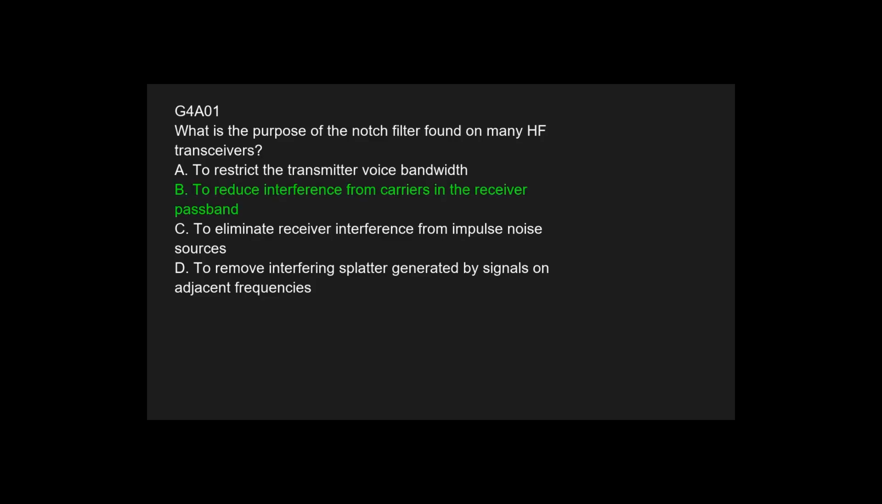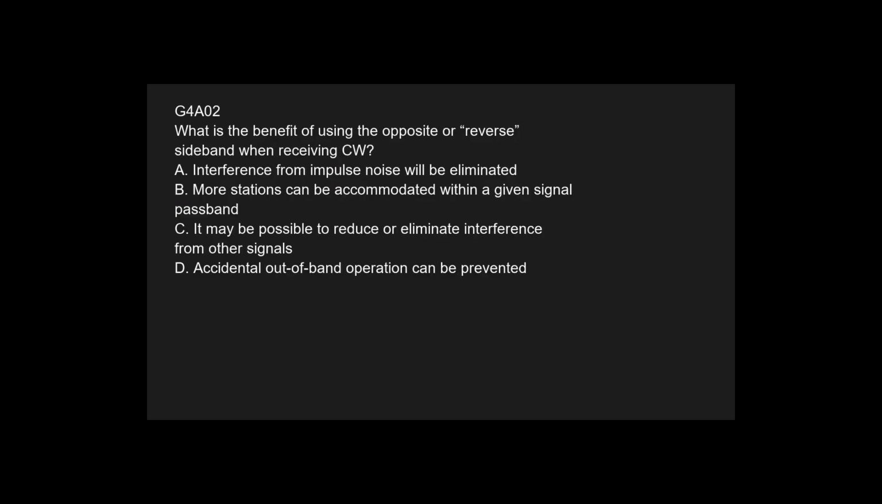The correct answer is B. To reduce interference from carriers in the receiver passband. Question: what is the benefit of using the opposite or reverse sideband when receiving CW?